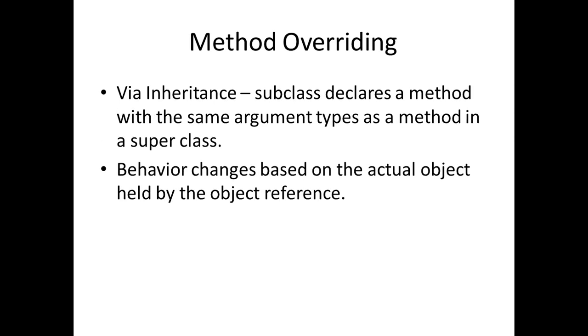And then you have method overriding, which is done via inheritance. A subclass will declare a method with the same argument types which are defined in the method in the superclass. And the method which gets executed at runtime will be based on the actual object held by the object reference. Once I show you an example, this will be clear to you. Even in method overriding, the semantic behavior should not change. It should do the same thing. But how it does it can be different in the subclass.